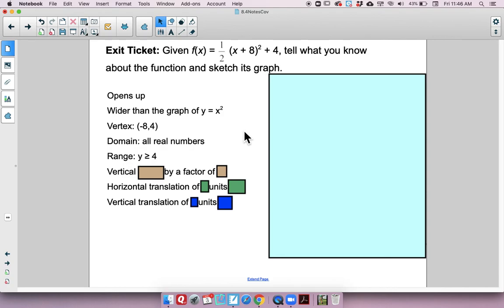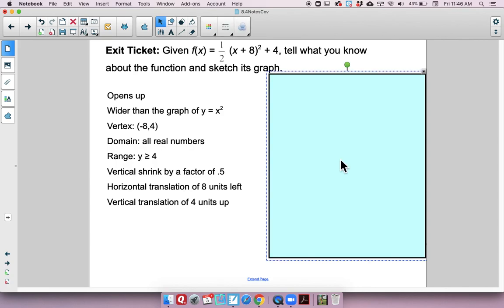And it's a vertical blank by a factor of blank. That's talking about how steep or bowl-shaped it is, right? It's a vertical what? Shrink by a factor of 0.5 or 1/2, right? And it would be a horizontal translation. In other words, think about where the vertex would be compared to our parent function of y equals x squared. It'd be a horizontal translation by whatever h is, right? So 8 units in which way? Hopefully you said left. And it's a vertical translation, whatever k is, right? k is 4, so it's 4 units up.